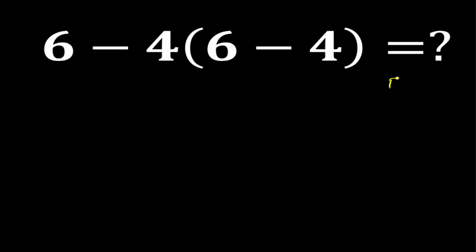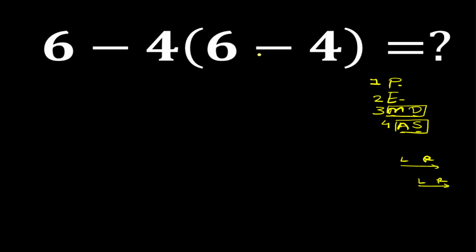So PEMDAS, P E M D A S. According to PEMDAS, first priority is parentheses, second priority is exponents, third priority is multiplication and division. Here multiplication and division both have equal priority, so we have to solve it from left to right. Fourth and last priority is addition and subtraction. And also addition and subtraction both have equal priority, so we have to solve it from left to right.